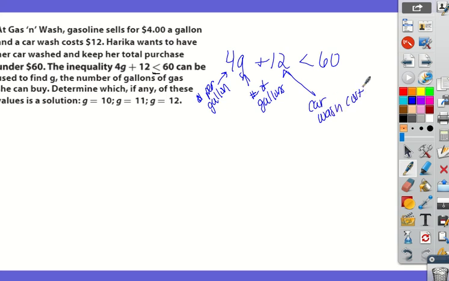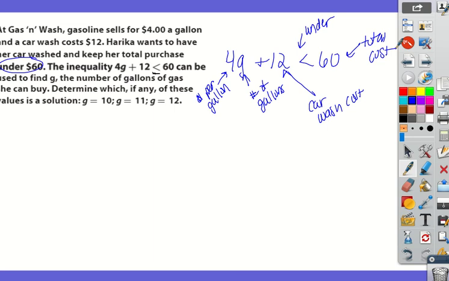We have the under, is that the word she used? Where's it at? Right here. Under, so less than, and this is the total cost. Okay, so this one is a little different because it gives you the inequality, right? And then it says, use the inequality to find G, the number of gallons of gas she can buy. Determine which of any of these values is a solution.